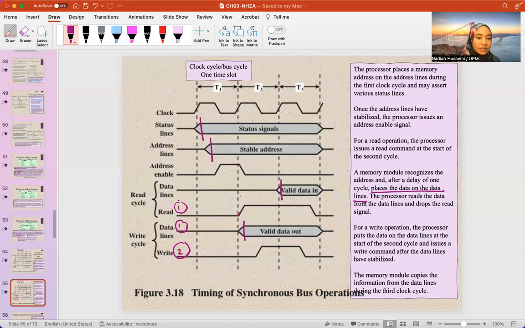So the read cycle operation, you call out the read signal first, and then the data is put into the data line. Okay. What else? For this one, are there any questions about this one?